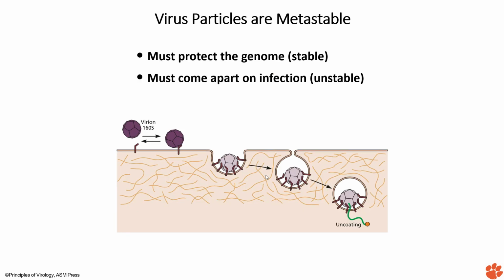All right, so here we are using a word, a very important word, definitely underline that. The virus particles are metastable. So what we mean by metastable is that it must protect the genome, so it is good. On the other hand, it must come apart on infection, or be unstable. That's another important thing. So I'm just giving you an example of what it will mean.